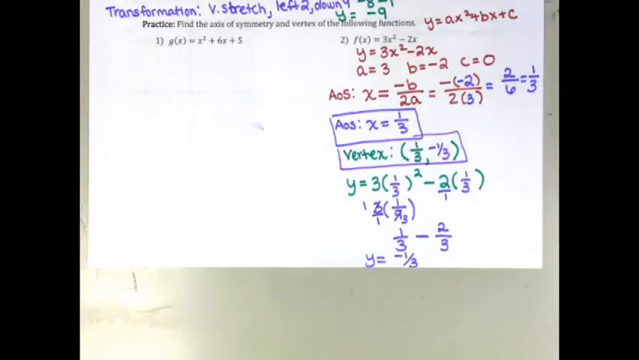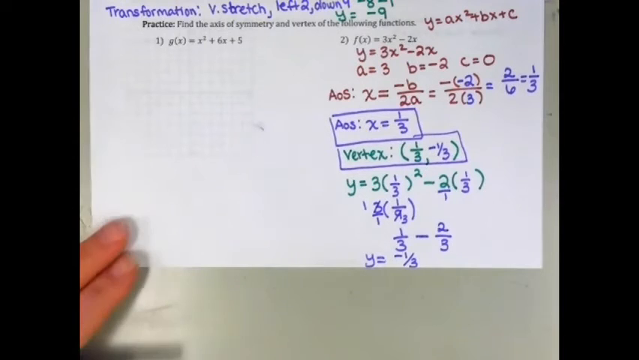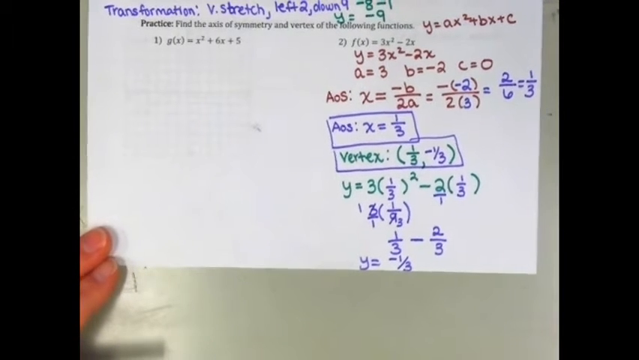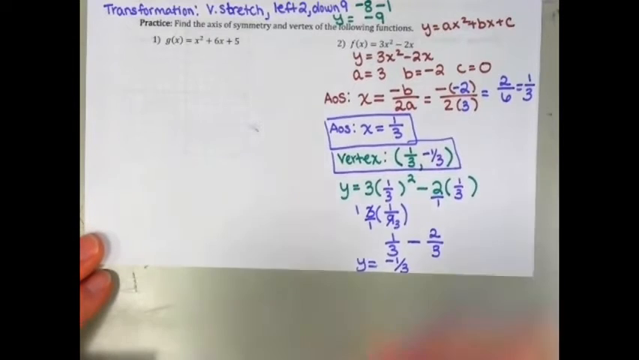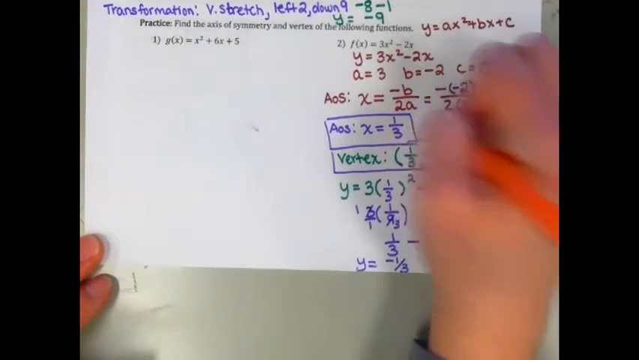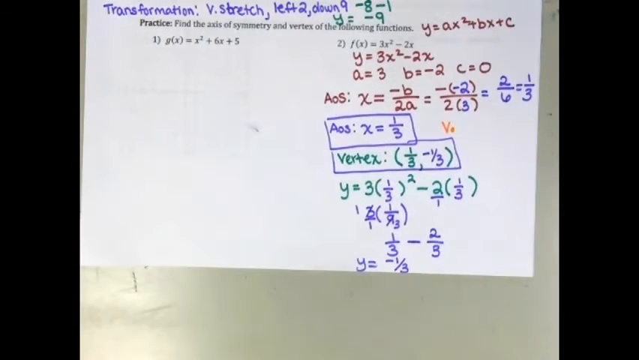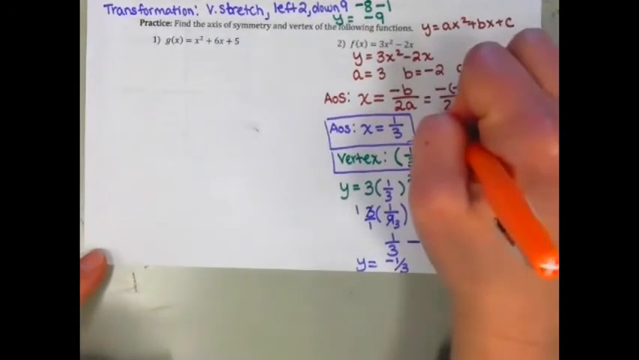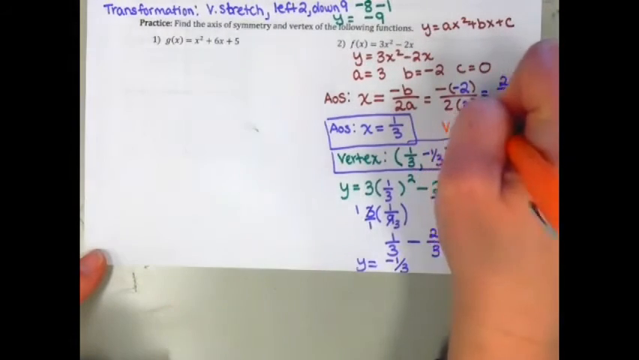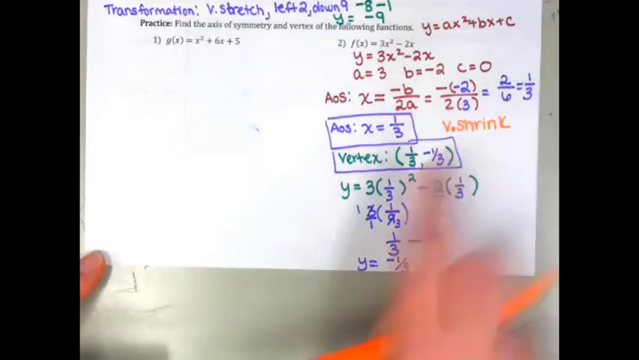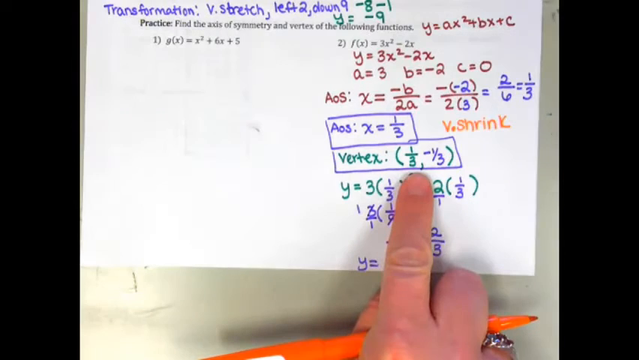All right. Now it does not ask, but let's do our transformations. Which way does this open? Up, right? So do we have a reflection? No. Okay. Do we have a vertical stretch or vertical shrink? Vertical shrink because we're multiplying by 1/3. And then how do I graph 1/3, -1/3?